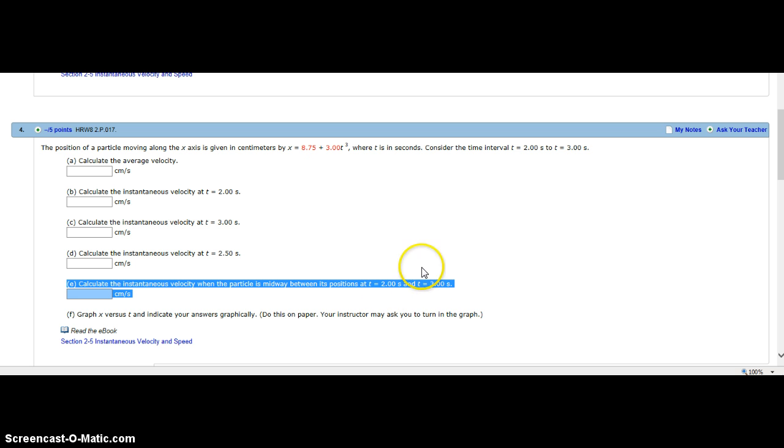So the first step is to figure out what that midway position is, and as a hint, you already figured out where it is at t equals 2 and t equals 3 for part A. You can average those two positions to find the midway position, and then you can plug that position into this equation to find when it's at that place. Once you know when it's at the midpoint, then you can use your derivative the same way you did for B, C, and D to figure out how fast it's going at that point. E is the most complicated of any of these, and if you need to check in with me on Monday on that point, I understand.